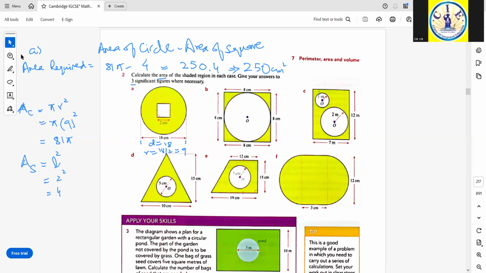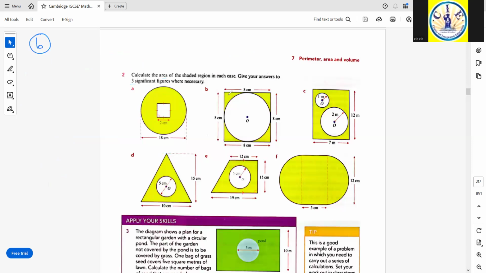Now for part B, we see that the circle has been enclosed in a square. So the required area will be equal to area of square minus area of circle. Area of square is 8 times 8, 8 squared, that is 64. And from this, we need to subtract the area of circle, which is given by the formula pi r squared.